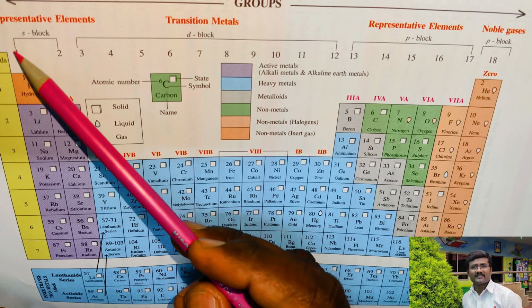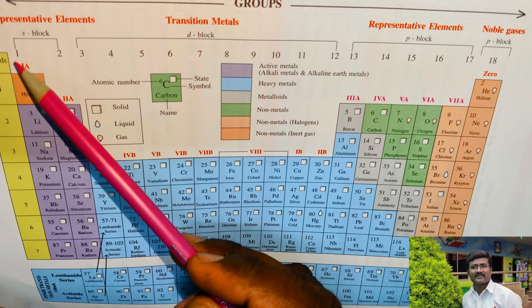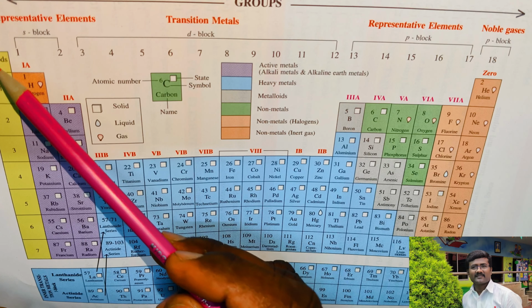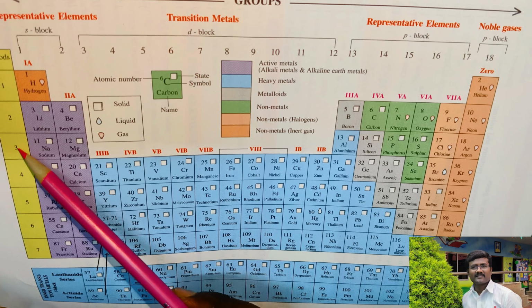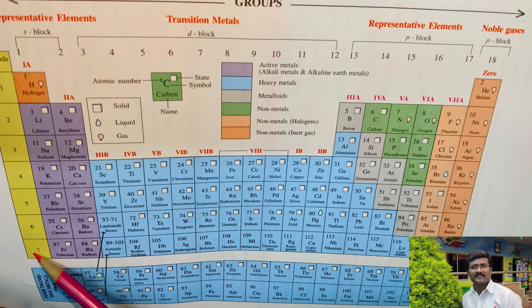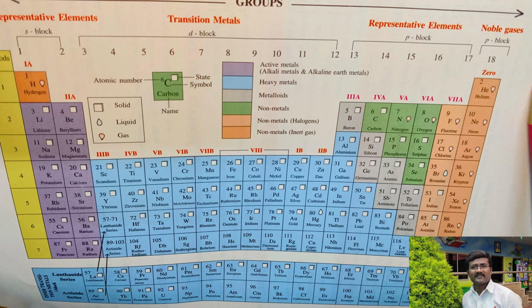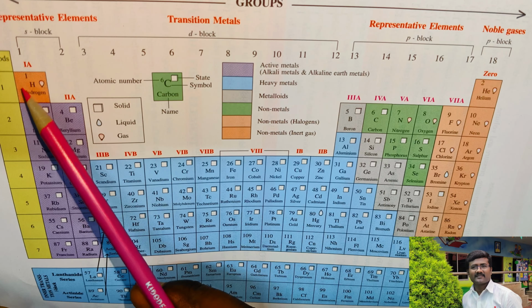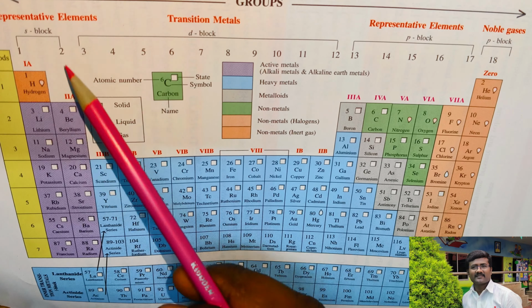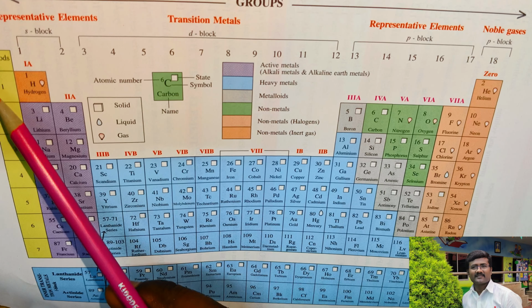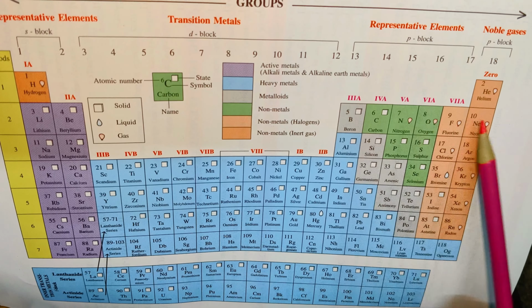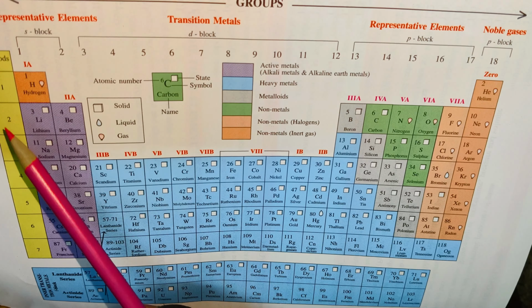Here you can observe that 7 periods are there, 1, 2, 3, 4, 5, 6, 7, which are horizontal rows. The 7 horizontal rows are called periods and the 18 vertical columns are called groups. Here you can see hydrogen, then helium. This is the first period.